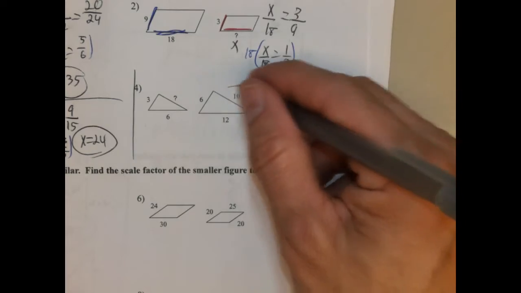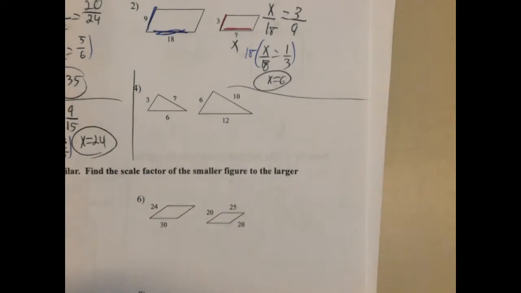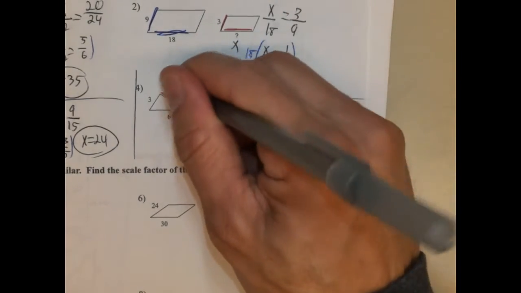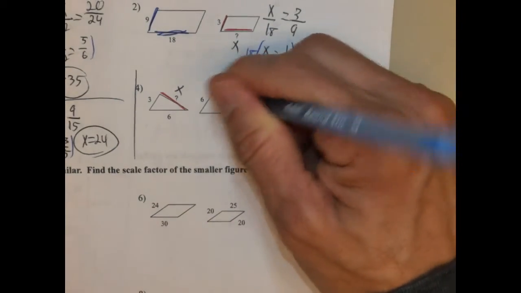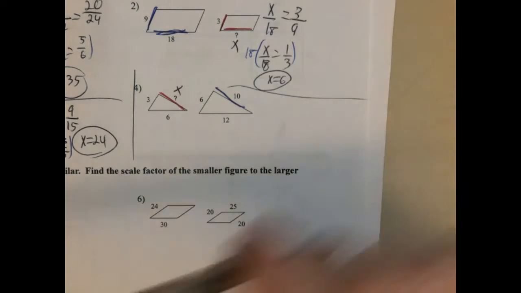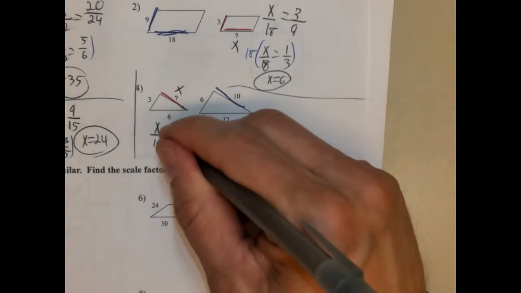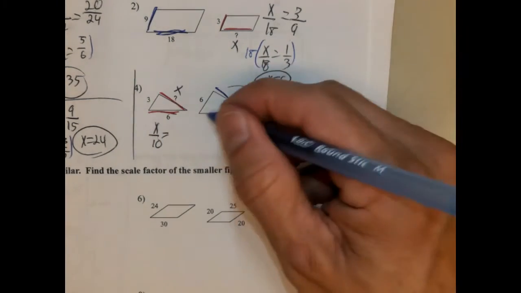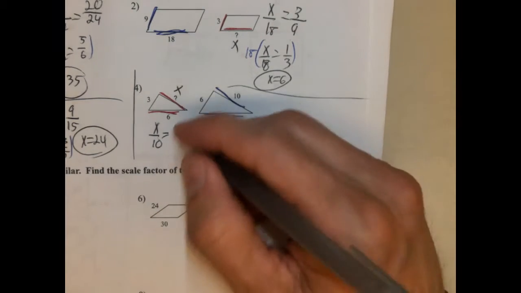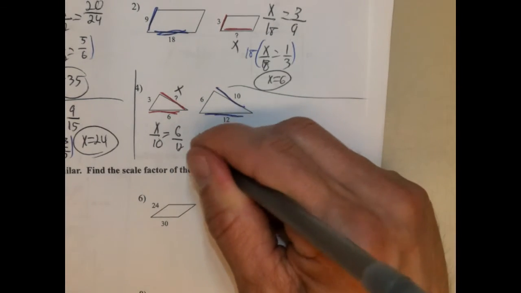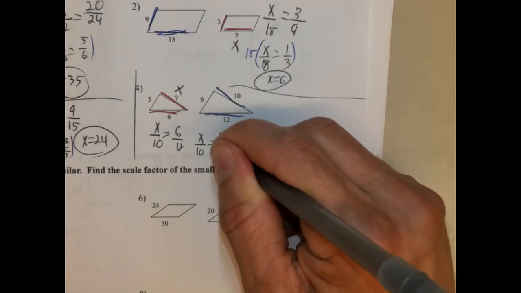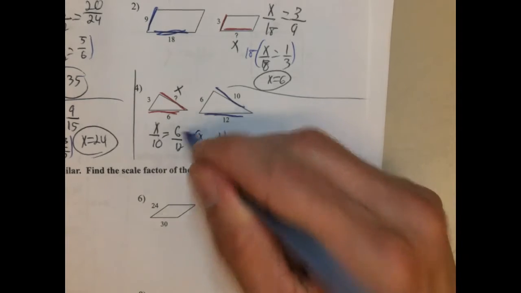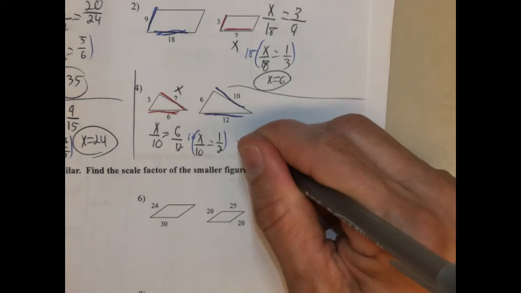I apologize, there's not a lot of room to do this here. It's a little squeezed in here. So red is here, that's our x. 10 is blue. So x over 10 is equal to, let's do 6 over 12. So 6 over 12, this is half. So x is obviously going to be 5 because it's half, but we'll still do it anyway. Multiply by 10, and 10 times a half is 5.